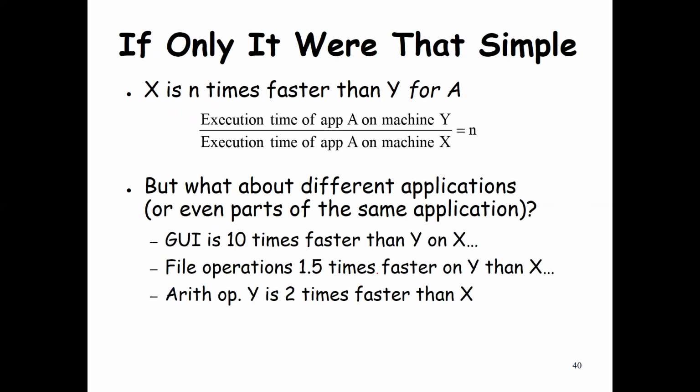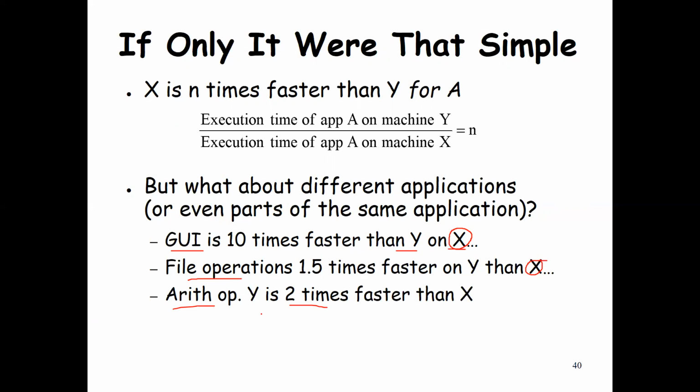But normally it is not that easy to calculate the performance. Assume that in a typical processor X, GUI is 10 times faster than Y, right? But with respect to file operations, X is 1.5 times faster than Y. With respect to arithmetic operations, X is 2 times faster than Y, so on and so forth.